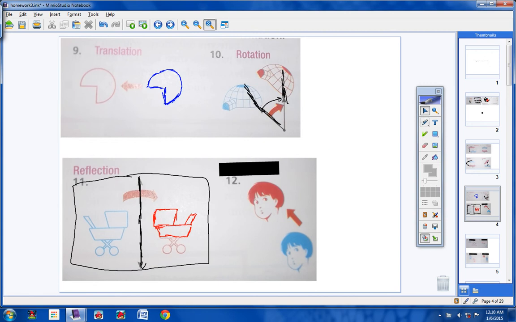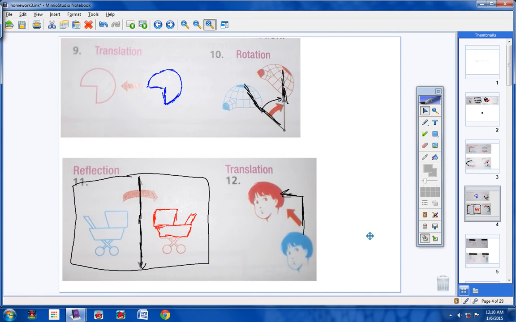Now, number 12, notice carefully, the boy's face has not been turned at all. This face here has not been twisted, turned, rotated, or anything. It has simply been moved up and then over to the left. So we call that a translation.